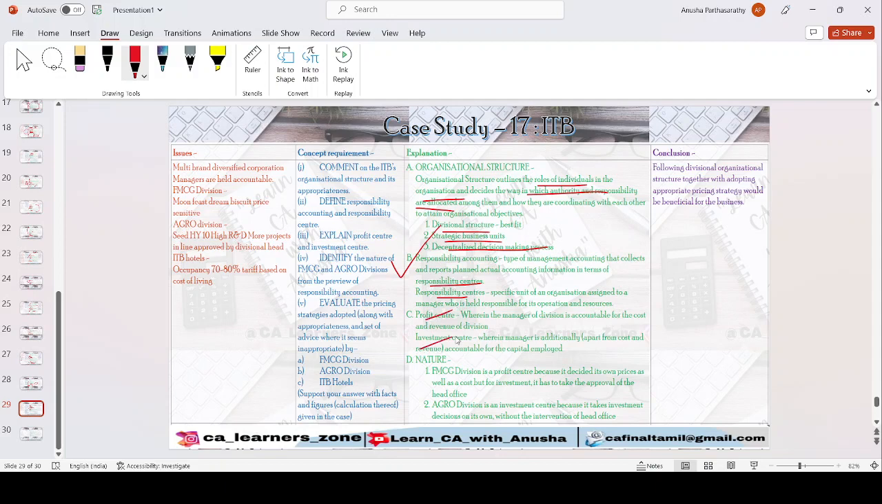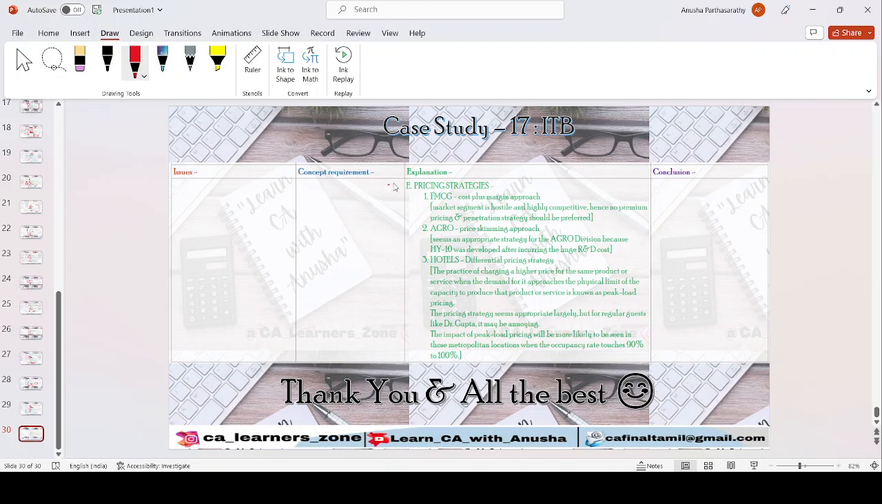Profit center is where the division manager is held accountable for the profits. Investment center, in addition to the profits, he will be accountable for the investments, and in the cost center, he will be responsible only for the cost. Here I have to state the nature based on the responsibility centers in the case scenario. Then the last one would be the pricing strategies.